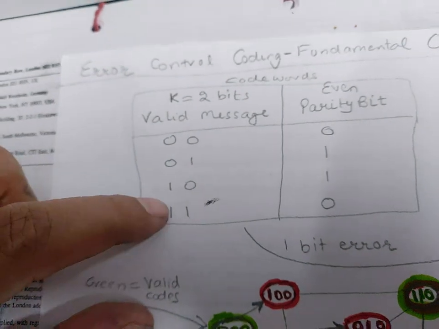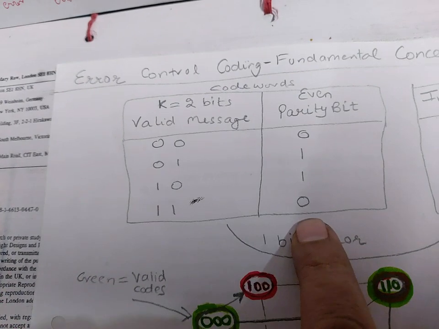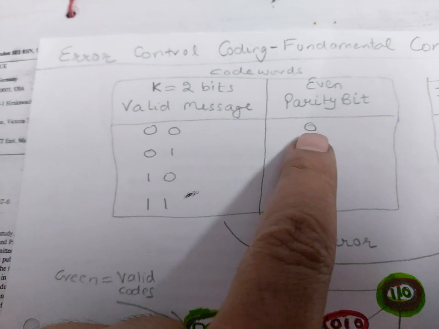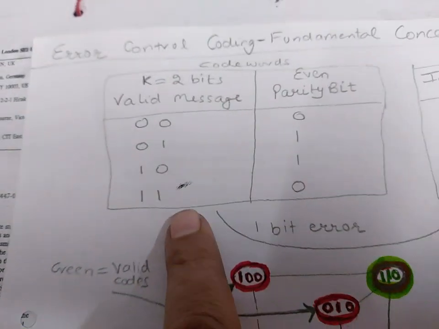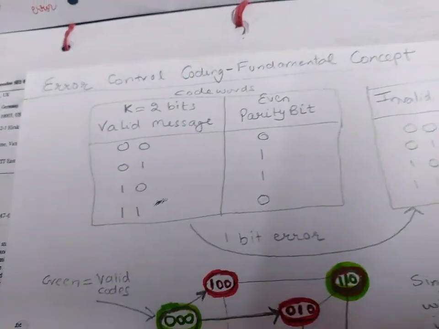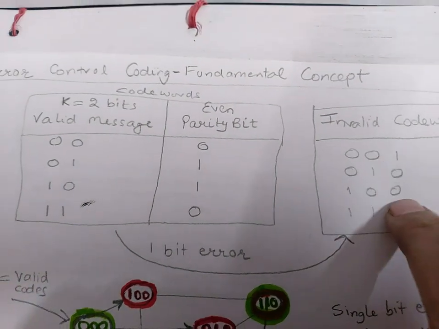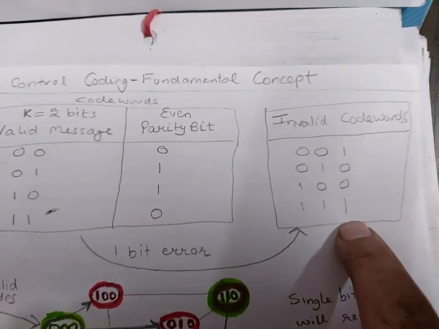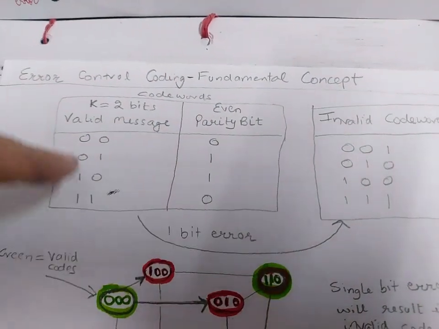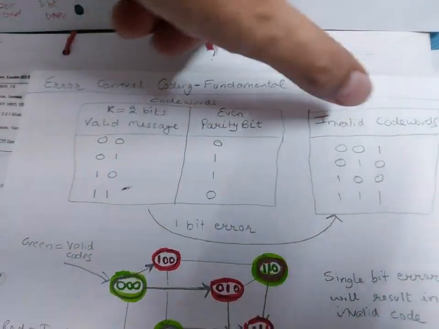These 2-bit messages can be 4, and if we add a parity bit for error detection, we have valid code words which are counted to 4 due to even parity, and invalid code words will be this set because they are odd parity and they are not the valid code words according to the even parity scheme. A 1-bit error in a code word will result in an invalid code word.